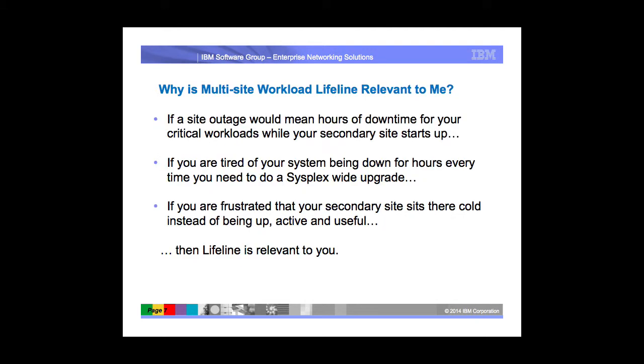Just at the beginning of the presentation on slide 7, I'm trying to connect this to how this might be relevant. Some core problems that we're trying to solve. If site outages means that there's going to be critical workloads that are down for hours while the secondary site IPLs. If you're tired of your system being down during regular maintenance windows, right? Because of the time it takes to IPL and switch as part of that maintenance operation if it's a Sysplex-wide upgrade. And if you're frustrated that a secondary site is sitting there cold because you're using Displaced Replication, those are areas that we're intending to solve.